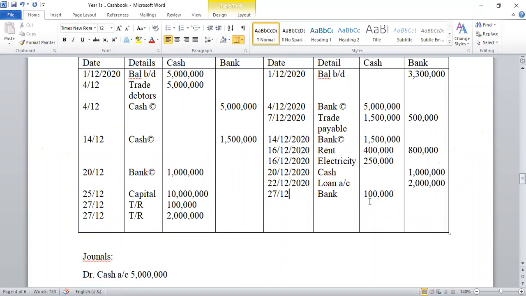Okay, maybe to pass the actual entry here also, the second entry for banking the cash. I'll come on the bank column and receive that money. Okay, when you deposit the money, of course, it goes to the bank account. So the bank account increases.